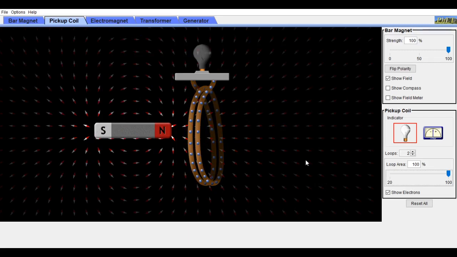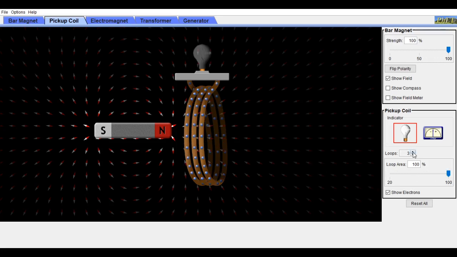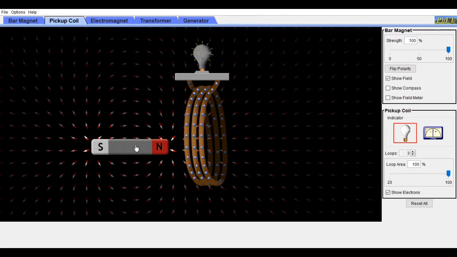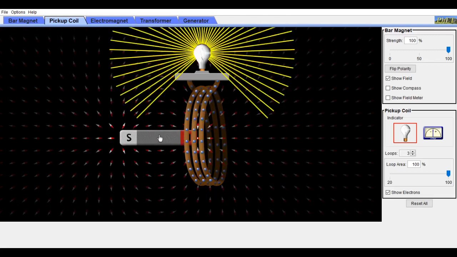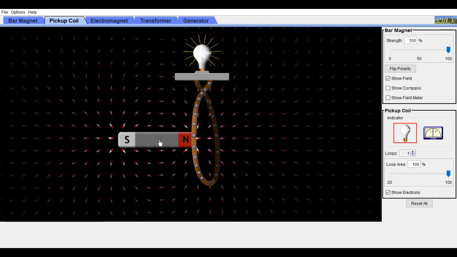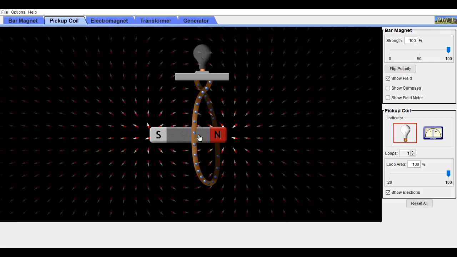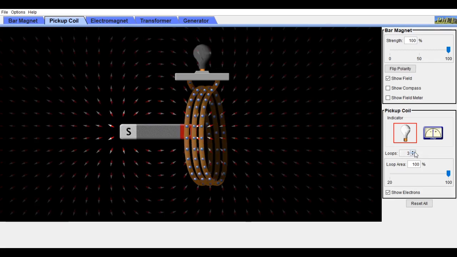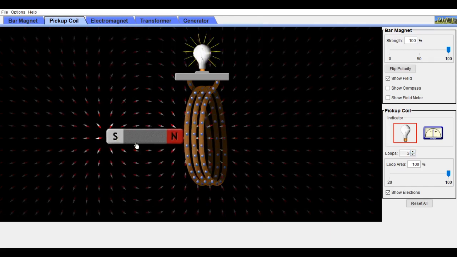So we have the area. How about the number of loops? Let's make the area constant and make the number of loops 3. You can see the more loops, the greater the electricity produced. If we make it just one loop, the current produced is minimal. So it is directly proportional. Okay, so in this simulation, let's summarize it again.